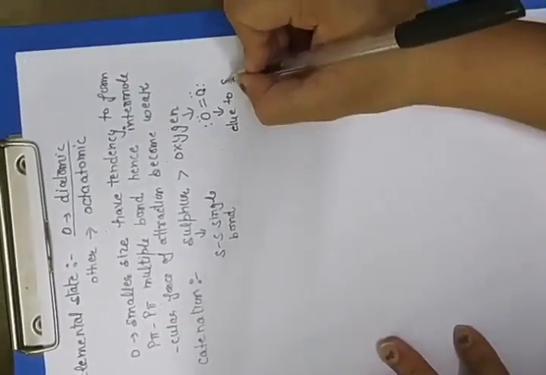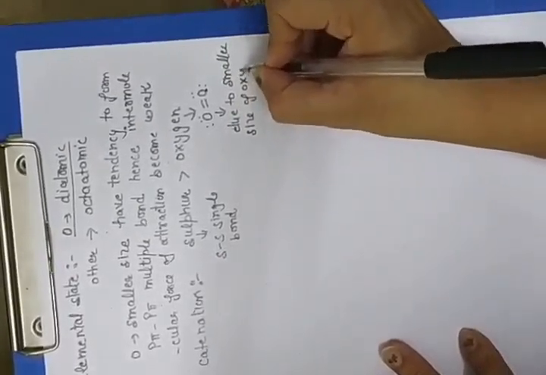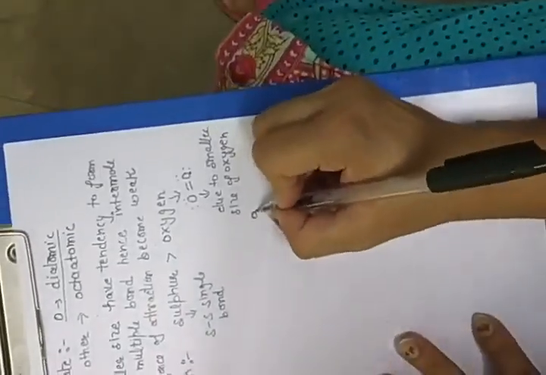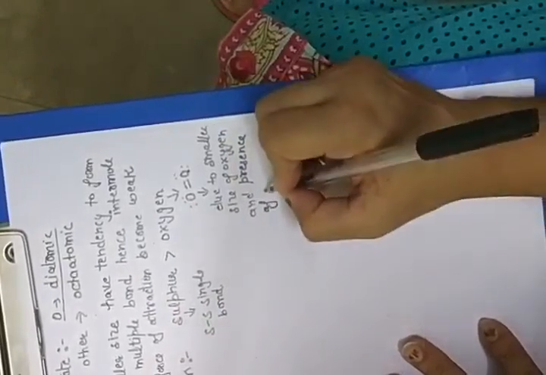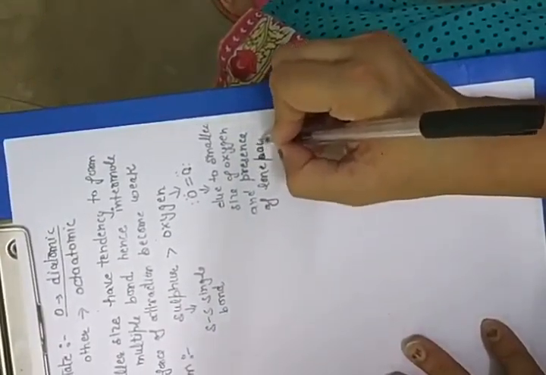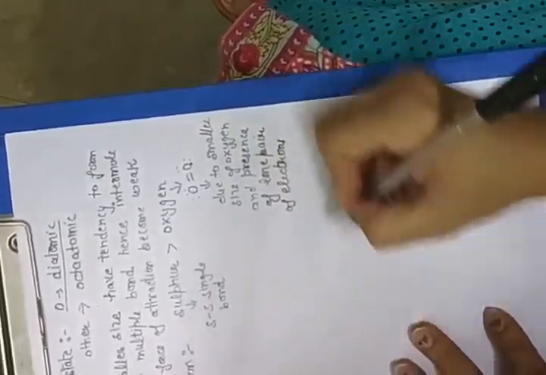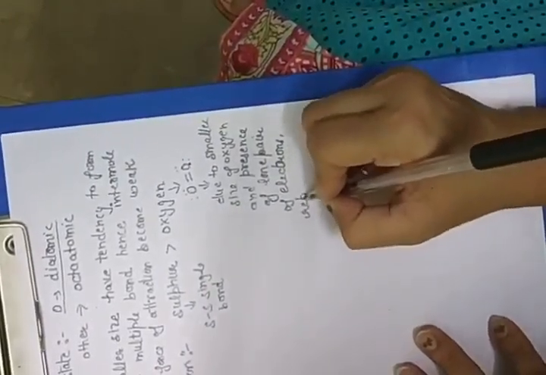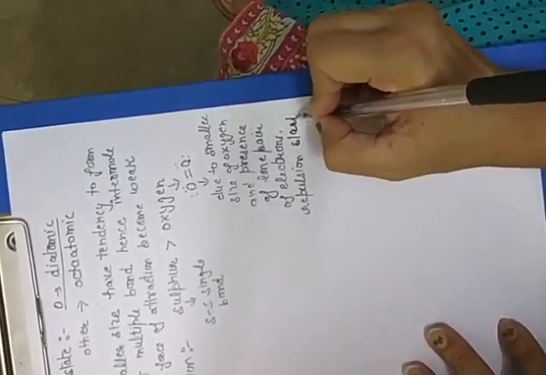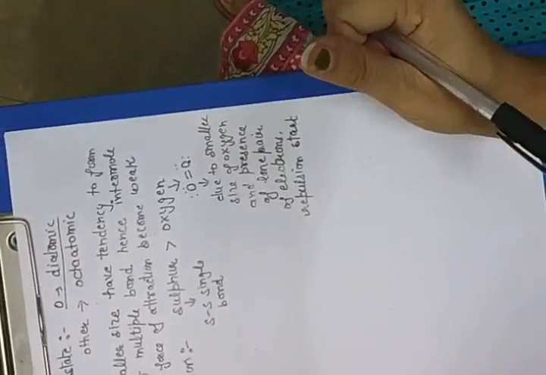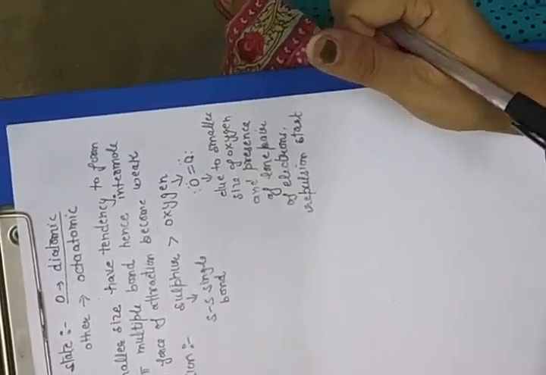So here is the reason. Due to the smaller size of oxygen and presence of lone pairs of electrons, repulsion starts. Okay, so these are the atomic and physical properties of group number 16 elements.